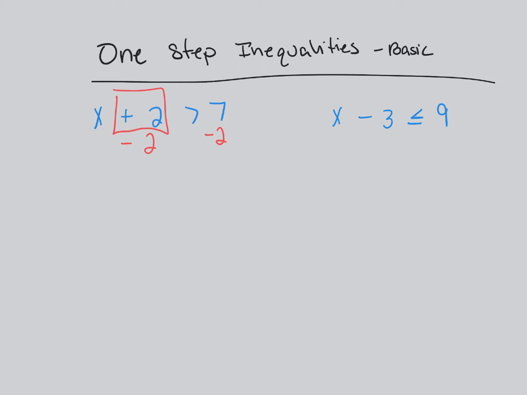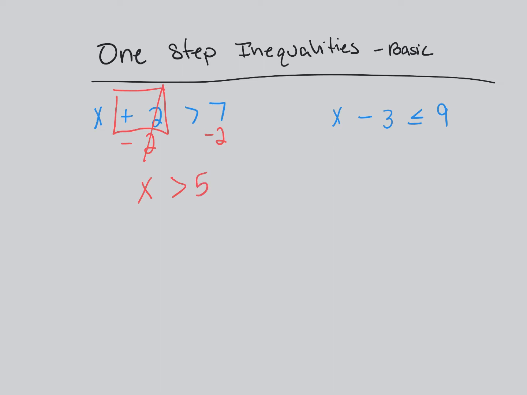We can check to make sure we did the right operation. When we're adding and subtracting, these should always make 0. And a positive and a negative 2, those do make 0. And we don't have to write x plus 0, because x plus 0 is really just x. I'm going to drop down the inequality sign, which is greater than, and 7 minus 2 is 5.